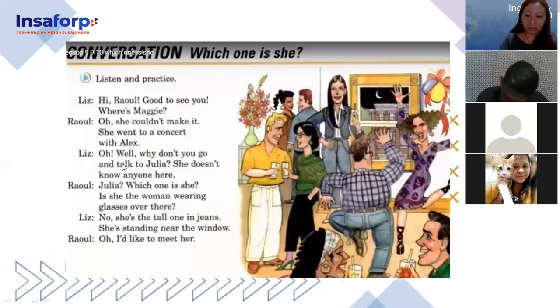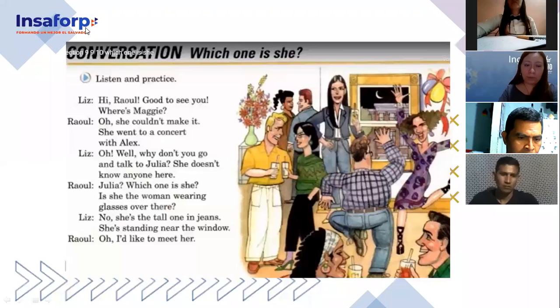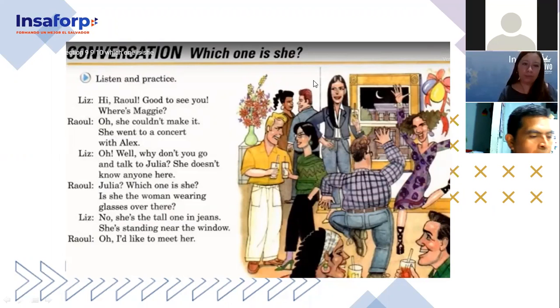We have a conversation in here. We need two volunteers. One person is going to be Liz and the other person is going to be Raul. All right? So volunteers, please, to read the conversation. Vamos a manitas. Who wants to participate? Maria, you will be Liz. And Luz, you will be Raul. Hay cuatro. Vamos.